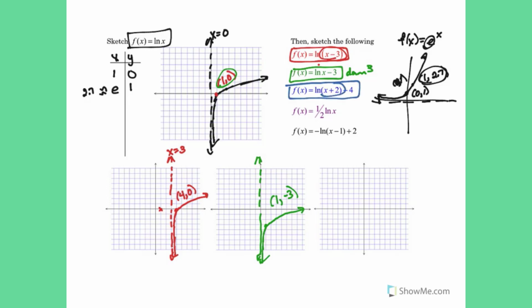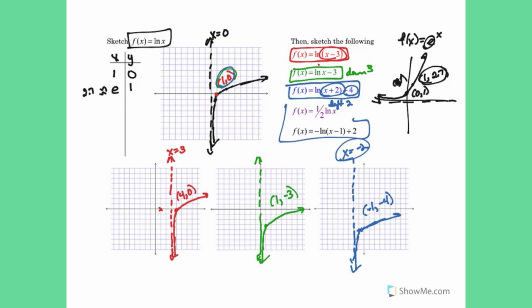Let's do one more. Remember, we want to do the opposite of that, so we want to go left 2, down 4. So left 2 for my asymptote. Then I want to take my x-intercept, which was at 1. I want to go left 2 and down 4. And again, just sketch that graph. Label that point, -1, -4. I've labeled my asymptote, and of course I'm going to ask you for the domain and the range. So make sure you know how to do that.